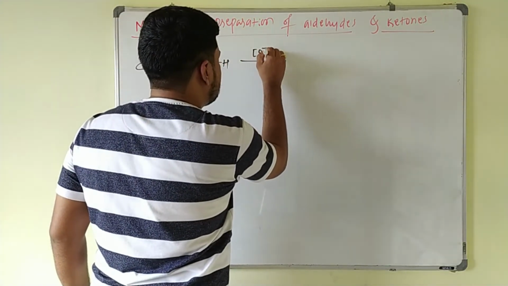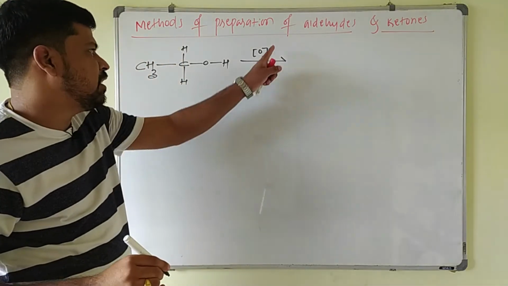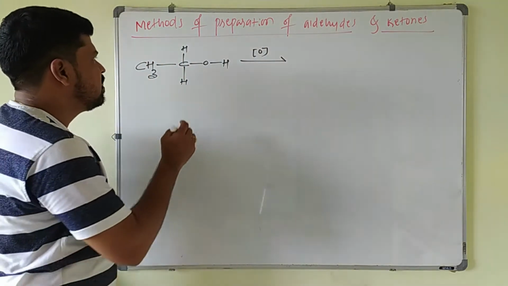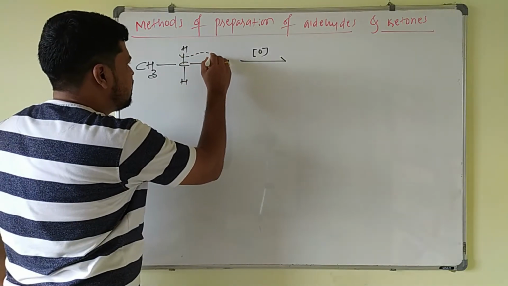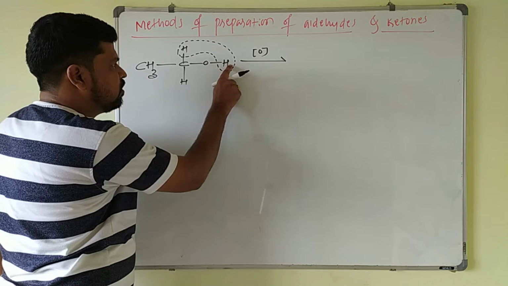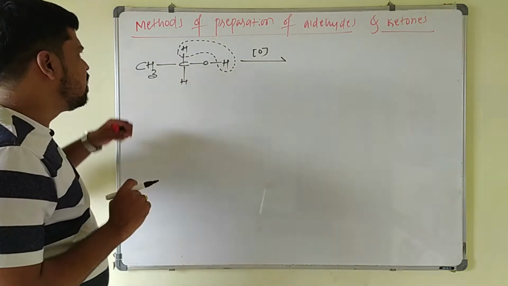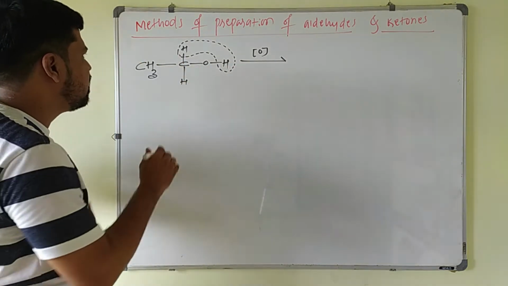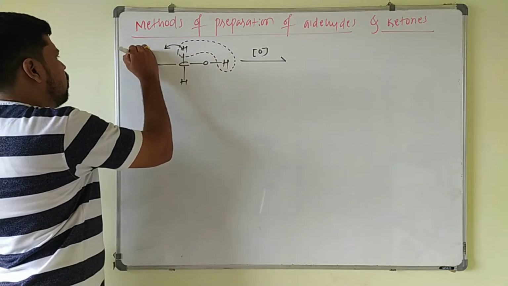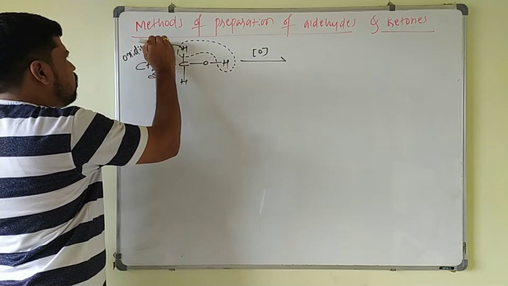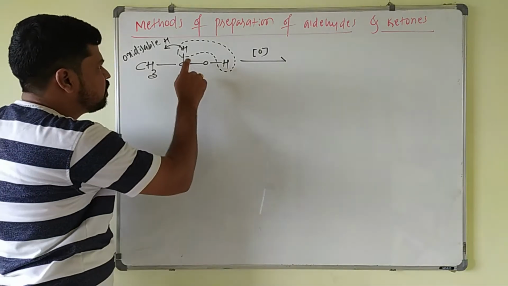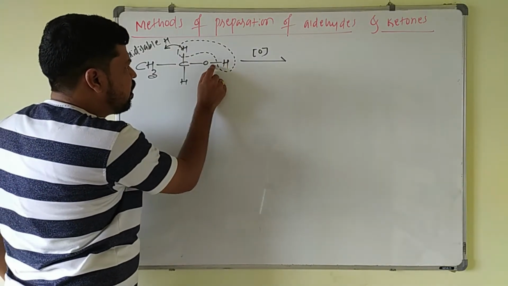Oxidation is of two types. One is addition of oxygen, or removal of hydrogen, is what? Oxidation. Just you have to remove these hydrogens here. You have to break the sigma bond between the oxygen and hydrogen, and this carbon and hydrogen. The hydrogen which is connected to this carbon is called oxidizable hydrogen.